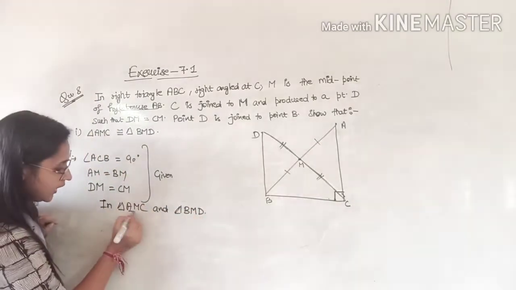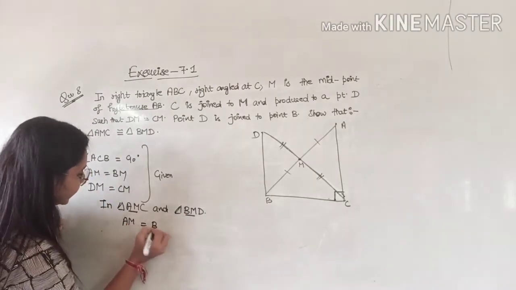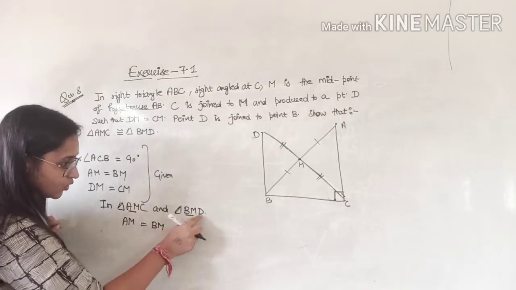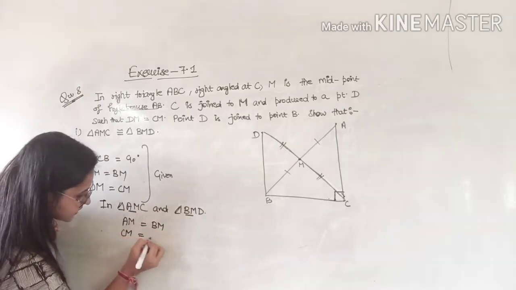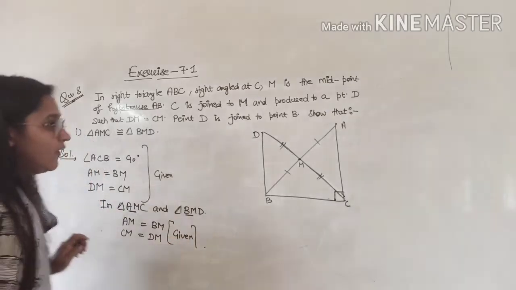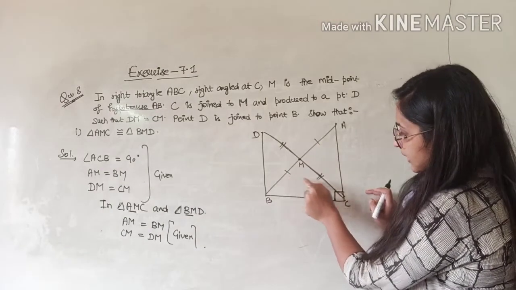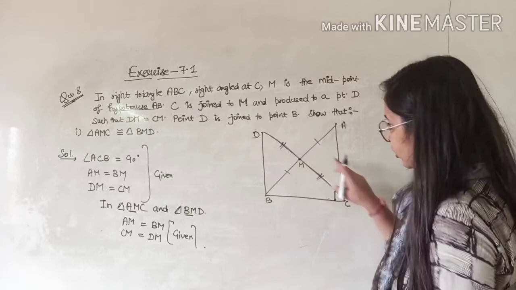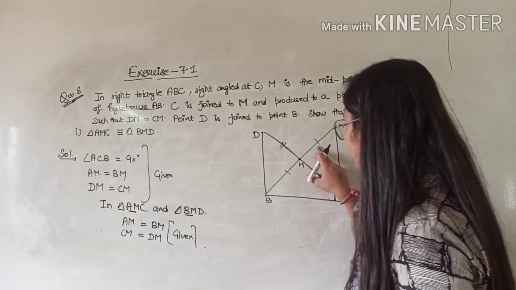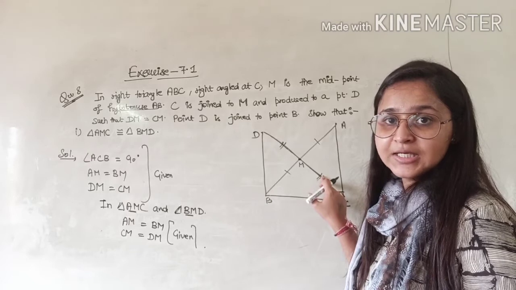First of all, see that AM is equal to BM. It is given. Very good. Second thing is DM is equal to CM, CM is equal to DM. This is given. See from the figure in triangle AMC and BMD, AM is equal to BM and CM is equal to DM. So I have one side, I have another side. If you have two sides, then you can either apply the SSS rule or you can apply the SAS rule.